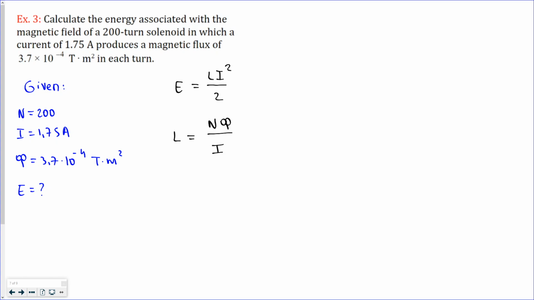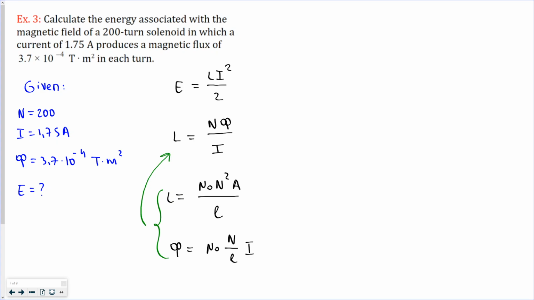Inductance will be N times flux over I, or we can find this equation by using this, and also for the solenoid mu0 N squared A over l. So by combining these two equations, actually you get this. So I'm just choosing the easy way. If you combine these two equations, you get this equation.